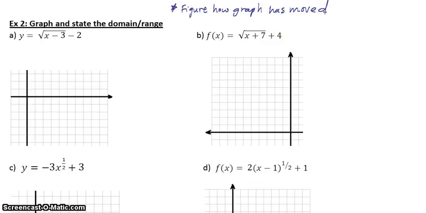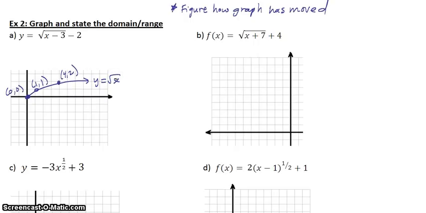And here's what I mean. Our parent function, if I was going to pick 3 critical points for our parent function, it would be (0, 0), (1, 1), and (4, 2). The other points were kind of decimals, so I didn't care about that. So that's our parent function, square root of x.